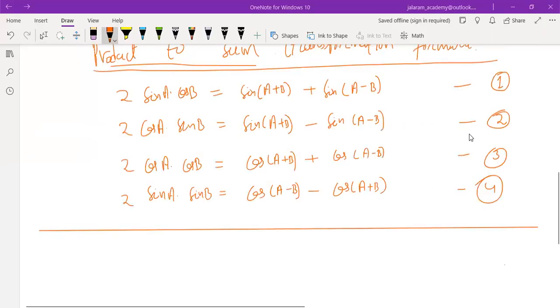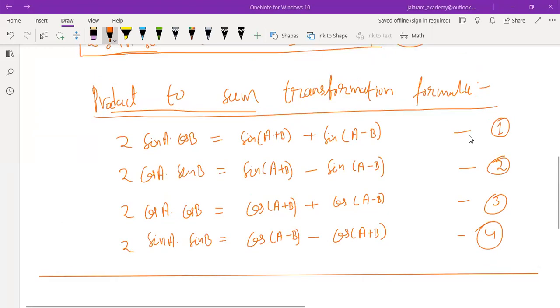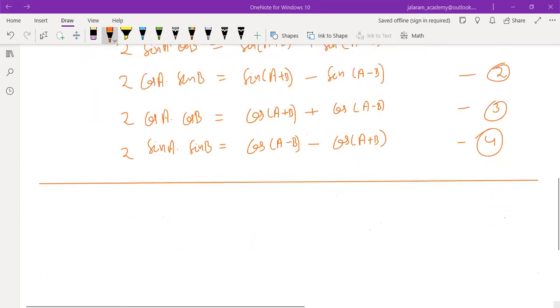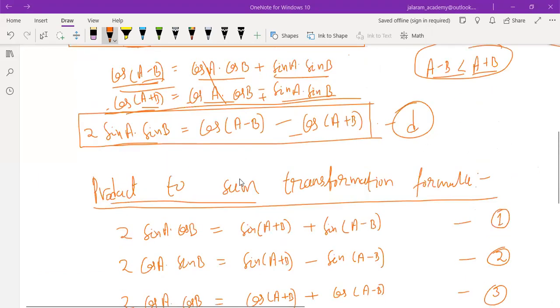So learn all the formulas properly. We can solve the questions only if we know the formulas. If we know all the formulas, we can estimate the method which we must use to solve that problem. So learning the formula is the first step in understanding maths. So learn all these formulas properly. These are all the formulas to convert product to sum. And hope you all must have learned them.